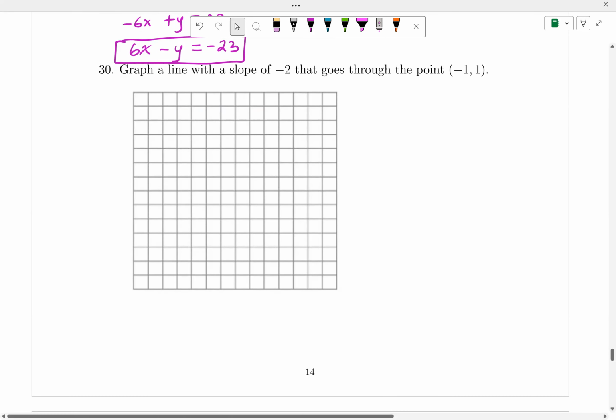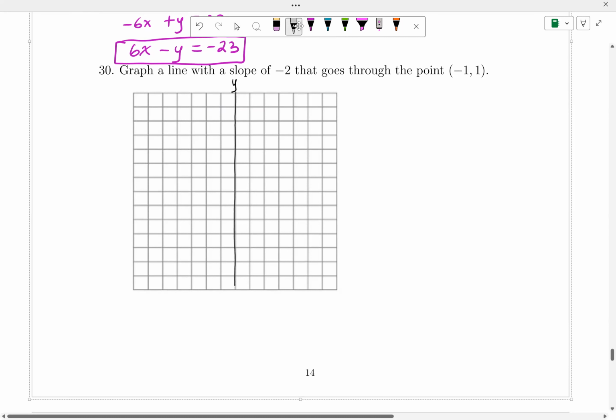Next question. Graph a line with a slope of -2 that goes through -1, 1. So for this question, I feel like we can get away without doing too much. I'm just going to draw the y-axis right here, and I'm going to draw the x-axis right here.